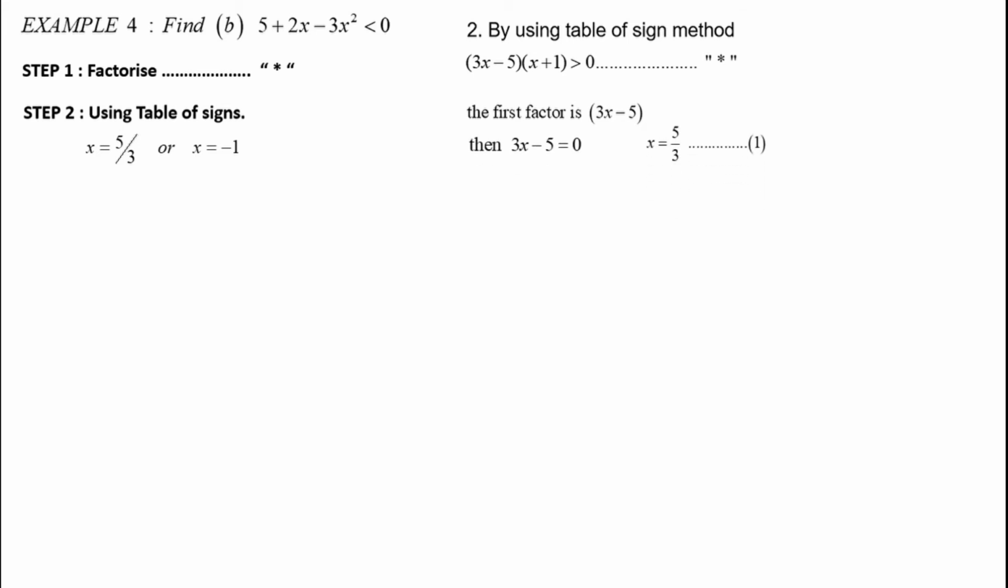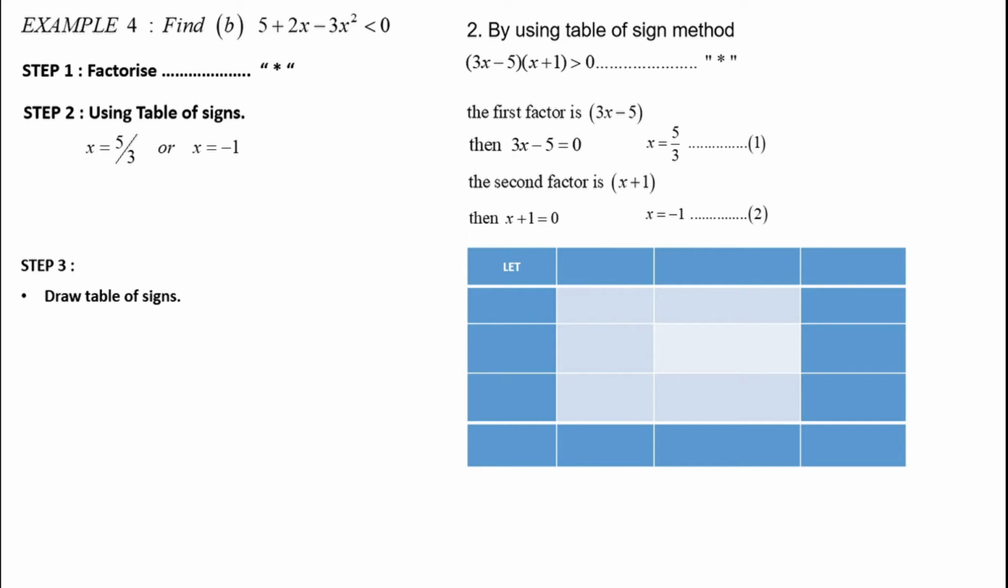Step 3. Draw the table of signs like this, with 4 columns and 5 rows. Based on our quadratic roots before, we must choose 3 suitable numbers to put into the first row of our table, which are x = -2, x = 0, and x = 2. These 3 numbers must be within the correct class interval based on our previous quadratic roots. Our class intervals are x < -1, then x between -1 and 5/3, and x > 5/3.